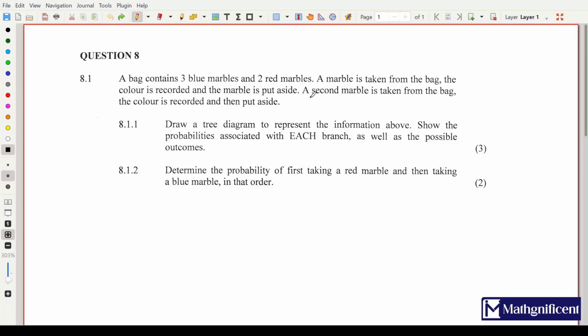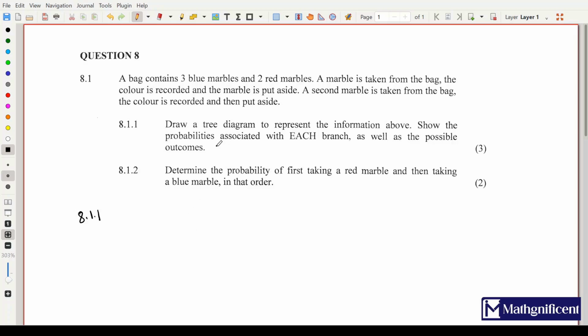It further says that a second marble is taken from the bag, the color is recorded and then put aside. So we can see that this is a question of without replacement. So 8.1.1 says: draw a tree diagram to present the information above. Show the probabilities associated with each branch as well as the possible outcomes. We are instructed that we should draw a tree diagram.